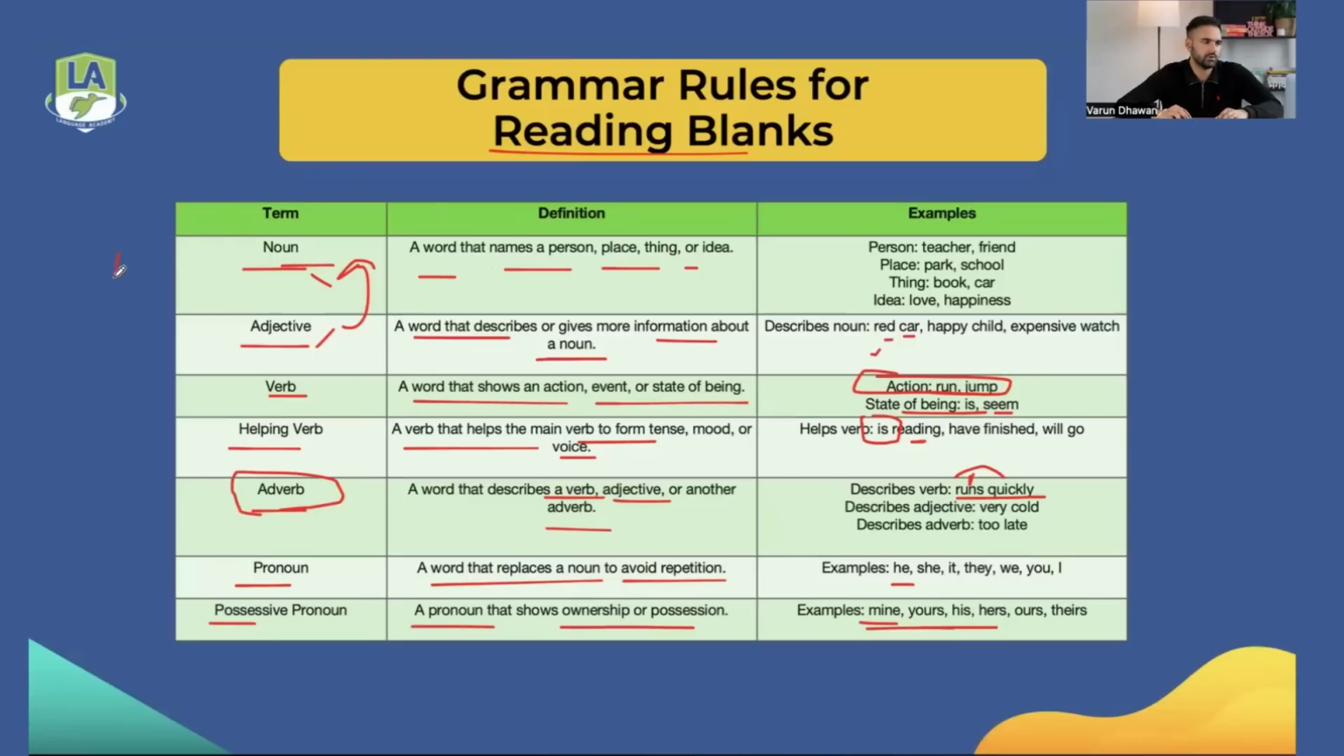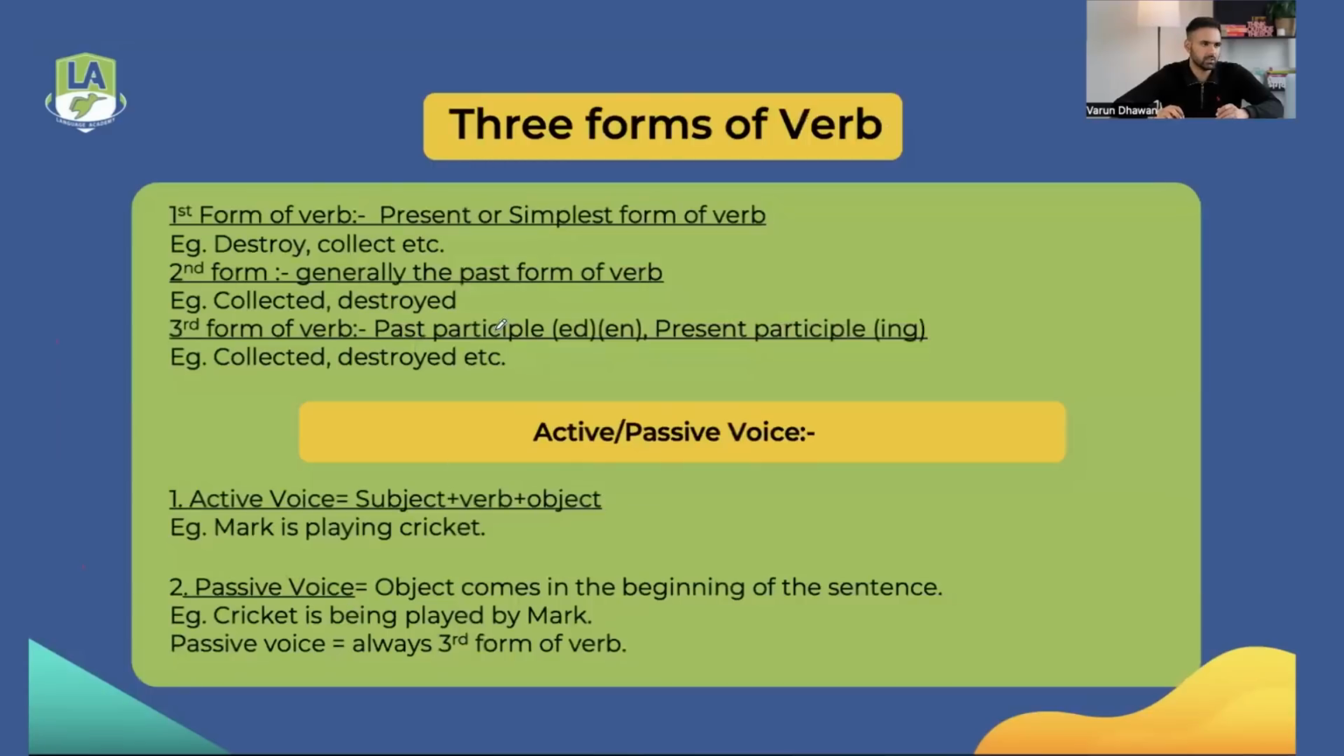So basically, a noun is a person, place, or a thing. Words which give you more information about a noun are adjectives. A verb is something which is going on, an activity, something which is being performed. Words which help you form sentences with the verb are helping verbs. Adverbs give you more information about the verb. Pronouns are used to replace nouns so that you don't have to repeat the same thing again and again. And possessive pronouns show you relationship or ownership. These are things which you should have in mind so that you can actually follow the rules properly.